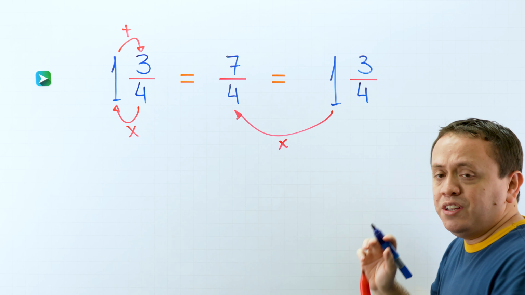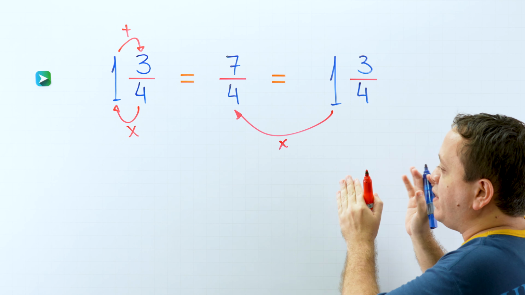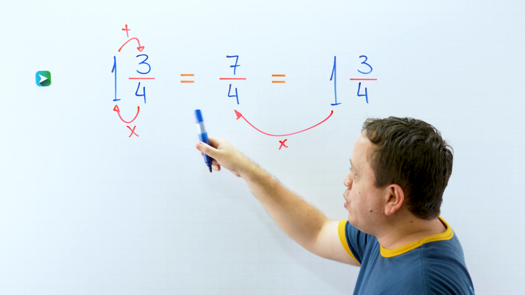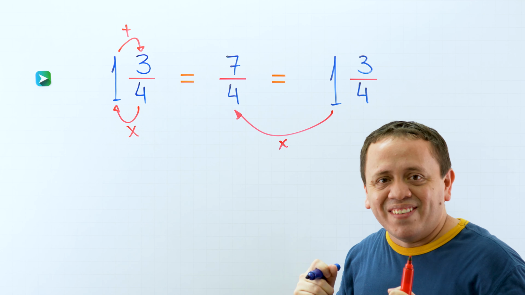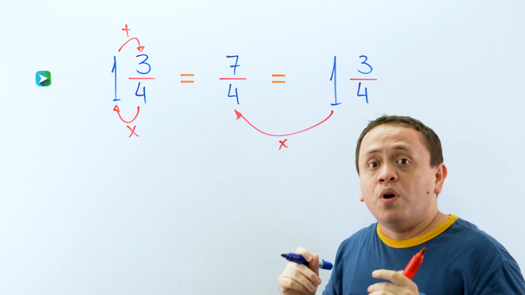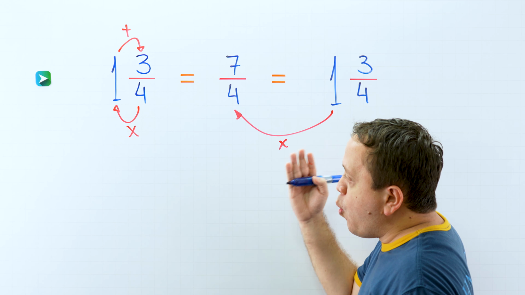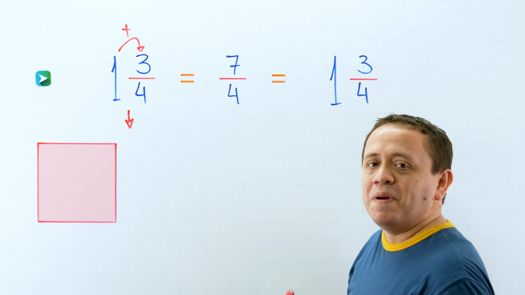In the last part of this video, we're going to check the answers graphically. And we're going to start by modeling the mixed number 1 and 3/4. What do we need? We just need a geometric figure. And today we're going to work with squares. That's right. To model one whole, we're going to draw one square and we're going to shade it completely.